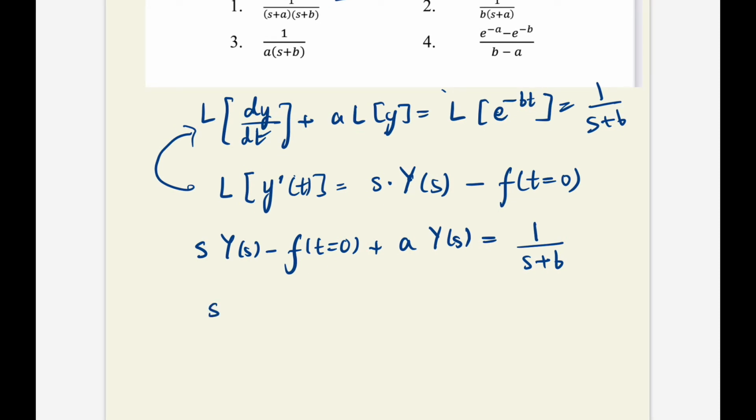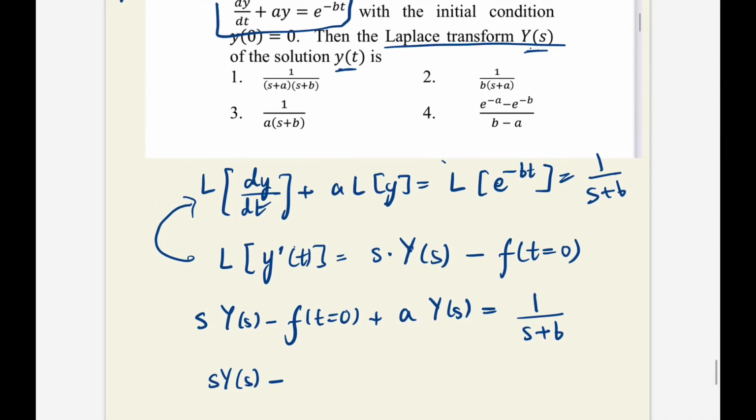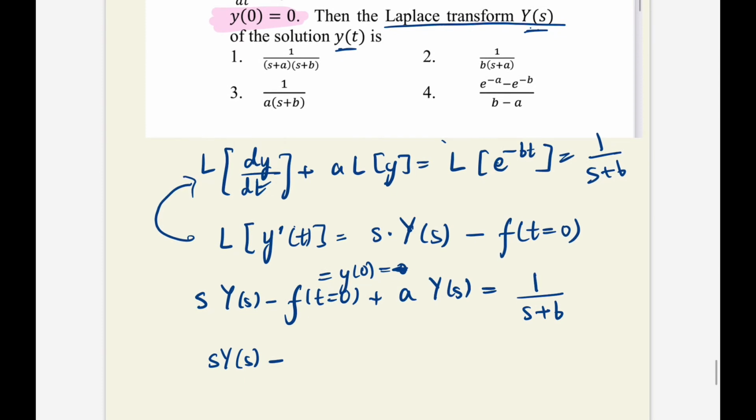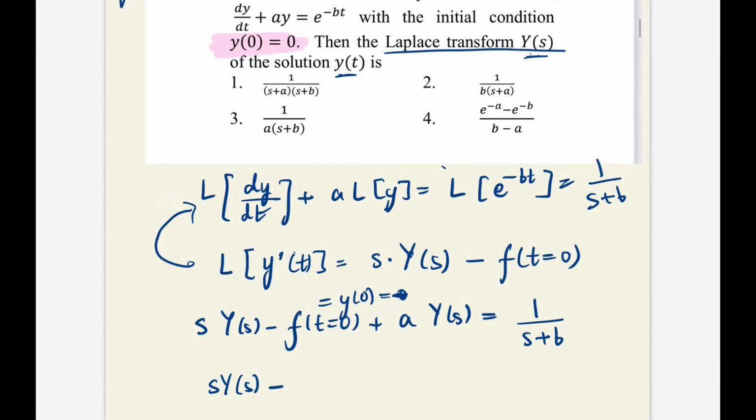this becomes s of y of s equals to 0, and now the function at t equals to 0 means y at 0. This y of 0 is equal to 0, which is already given to be 0. So this becomes y of 0, that is 0, plus a y of s equals to 1 over s plus b.